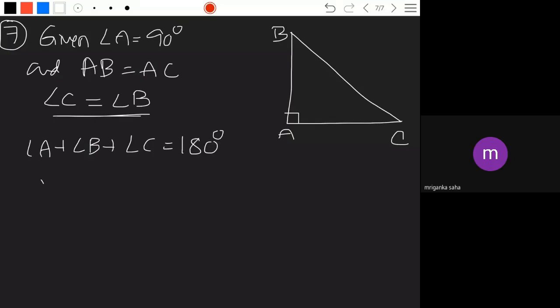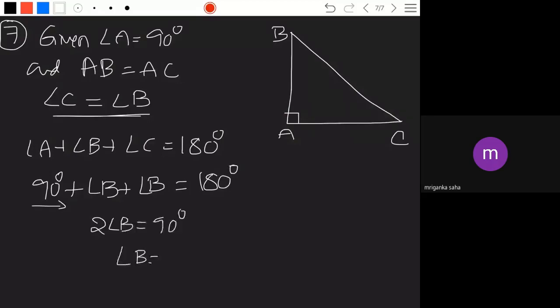Angle A is 90 degrees, and B and C are both equal. So in the place of C, I will write B. Take this 90 to the right side. 2 times angle B is equal to 90 degrees. Angle B is equal to 45 degrees. When angle B is 45 degrees, angle C is also 45 degrees. That's fine.